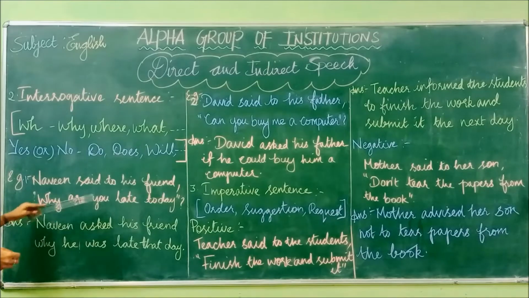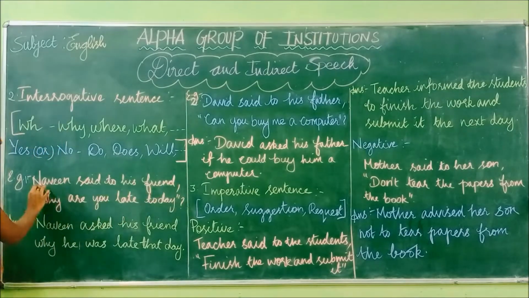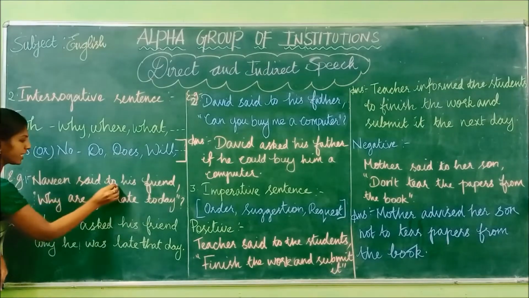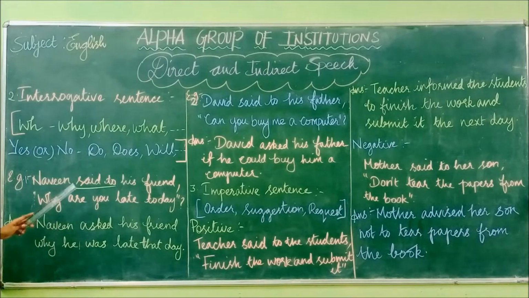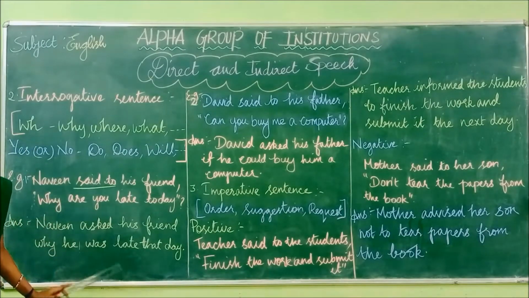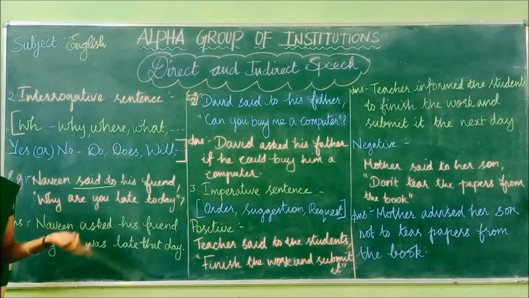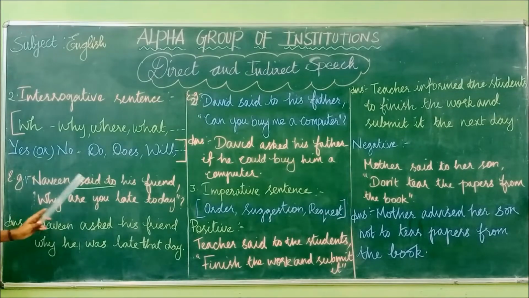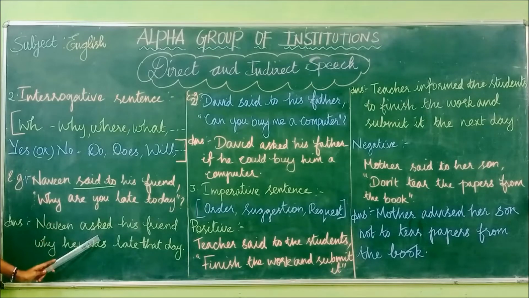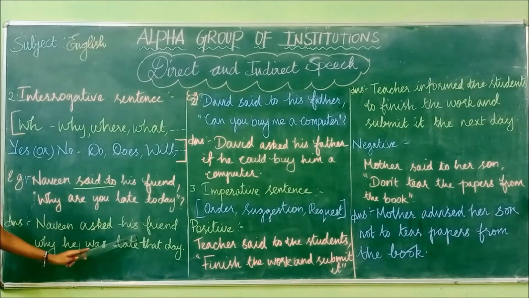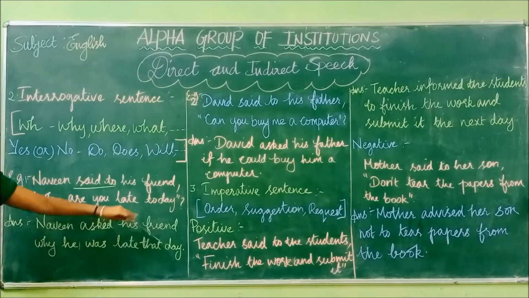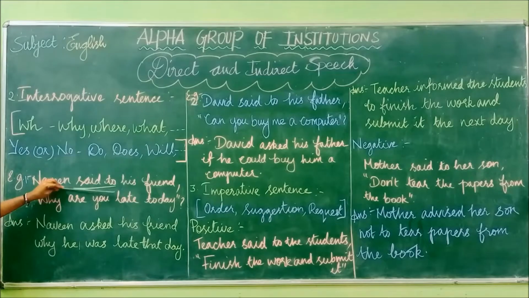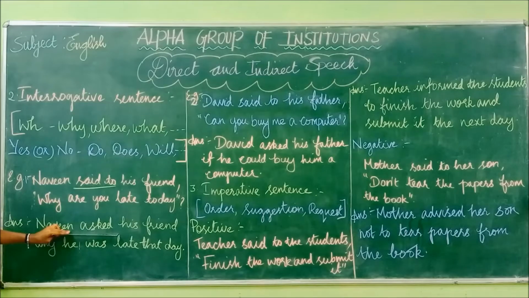So, see this first sentence. Before the comma, Naveen said to his friend. What's given? Naveen said to his friend. Now we should change this said to. So, this said to will be changed to asked. In declarative sentences, we wrote told. Said to is changed to told. Here, said to will be changed to asked. So, Naveen asked his friend. Now this first part is over. Naveen said to his friend is changed to Naveen asked his friend.